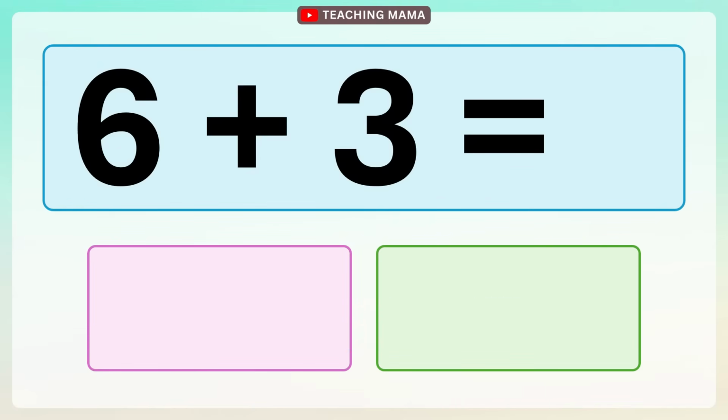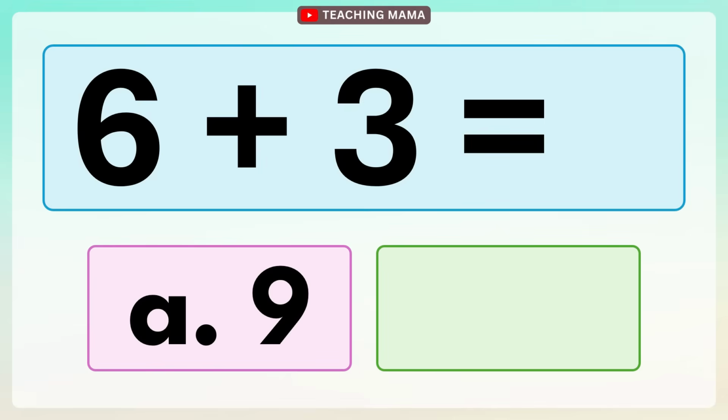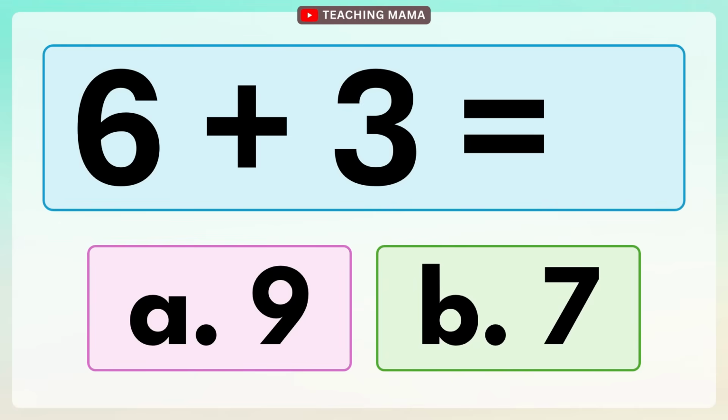Six plus 3 equals A. 9 B. 7. What is the answer? A. 9.